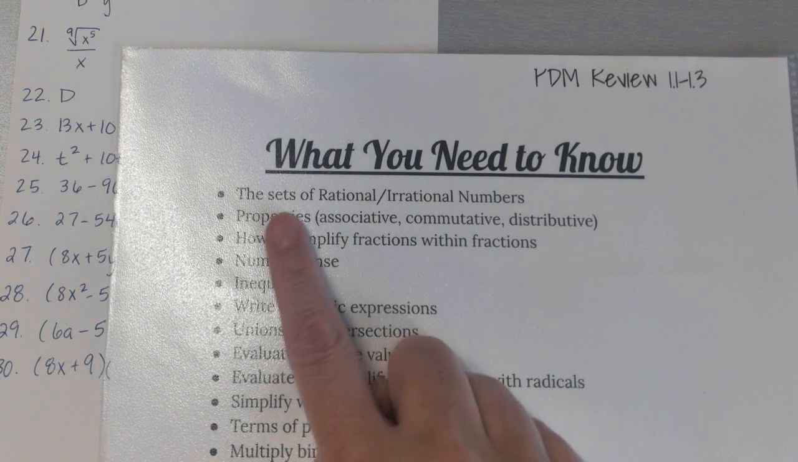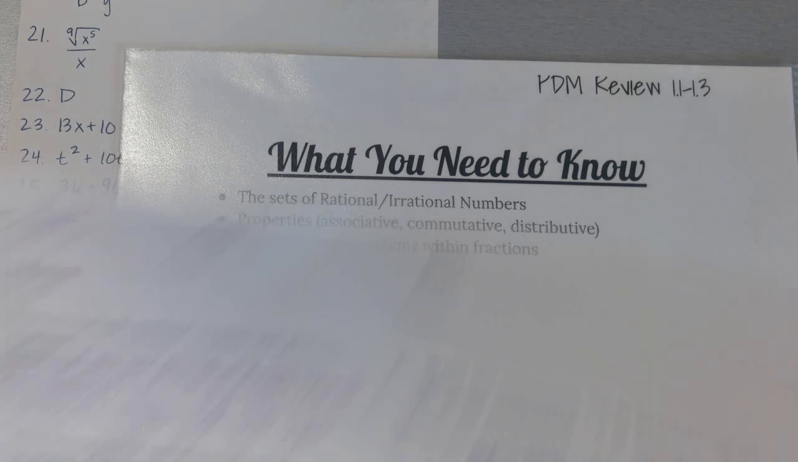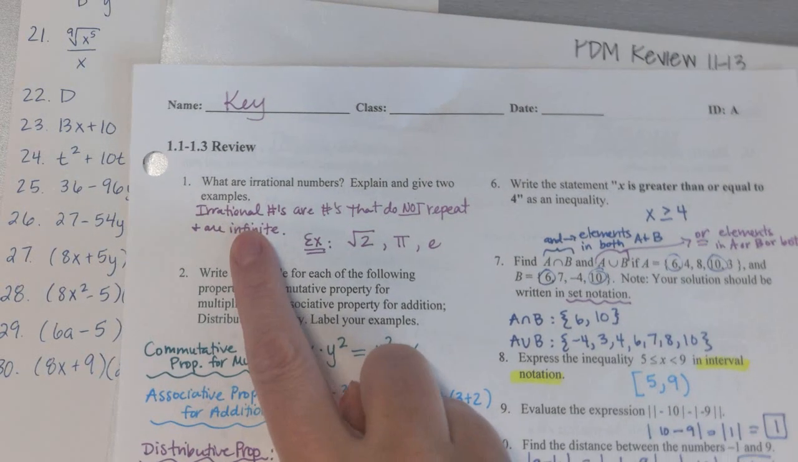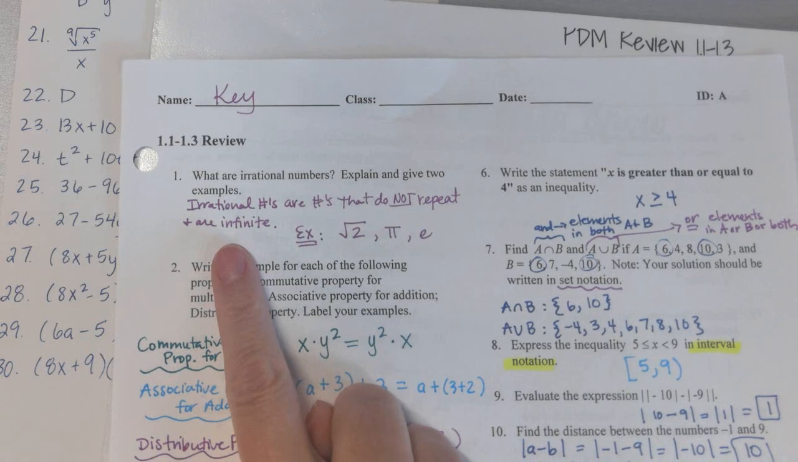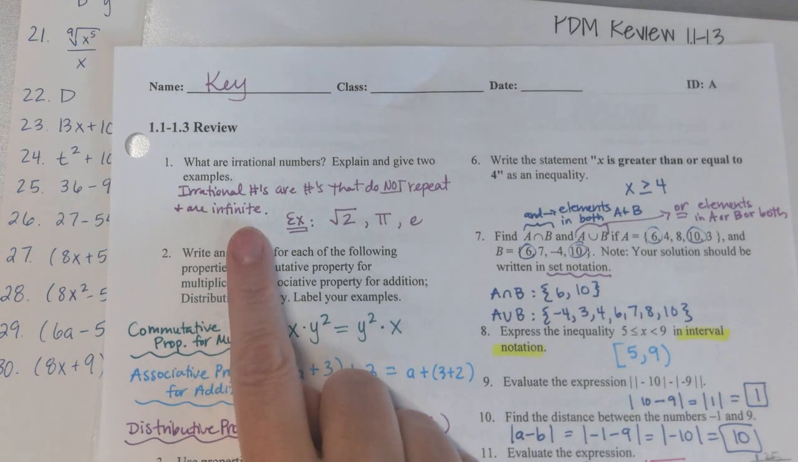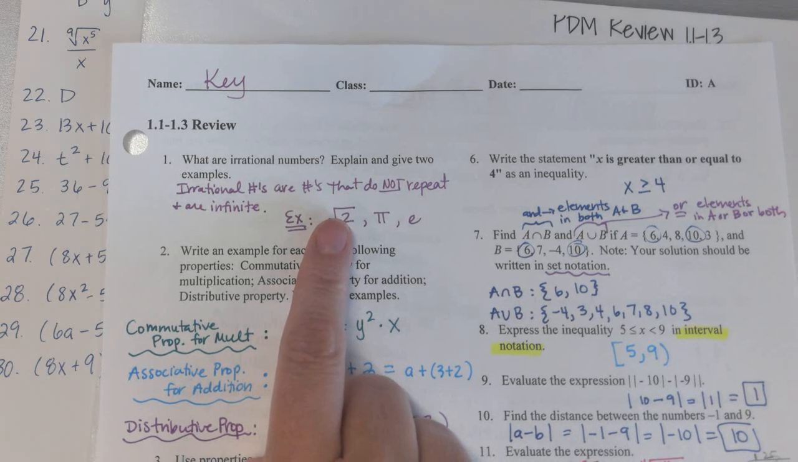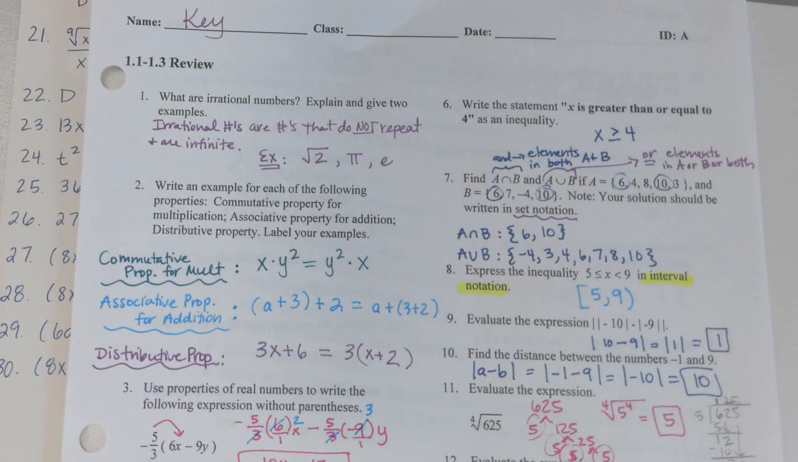So you can see the first thing you need to know is the sets of rational and irrational numbers. And that does correspond to your first question here. They ask you what are irrational numbers, and then give some examples. Okay? Do you guys have questions for me on the definition? Maybe we just went over that. I showed you some possible answers. Are there any questions you guys had? Okay. And then you had to write an example for each of the following.